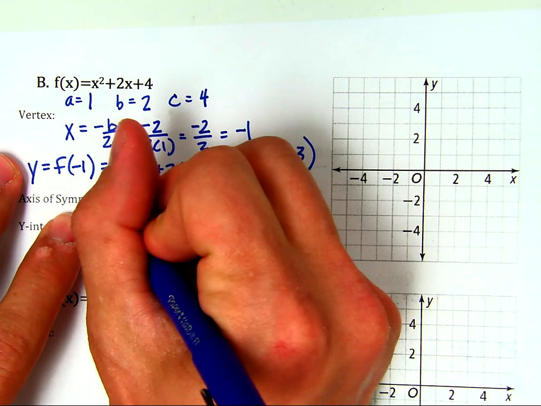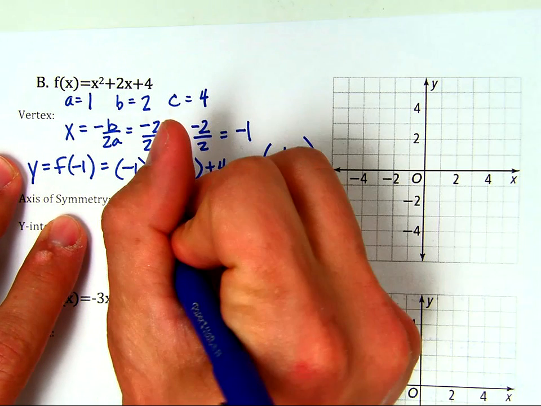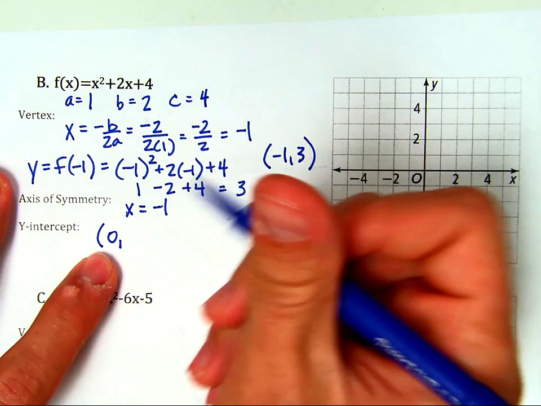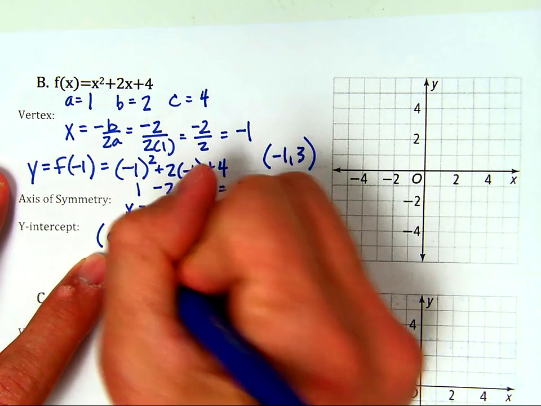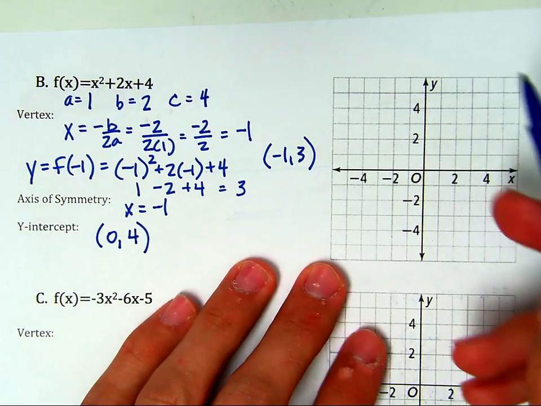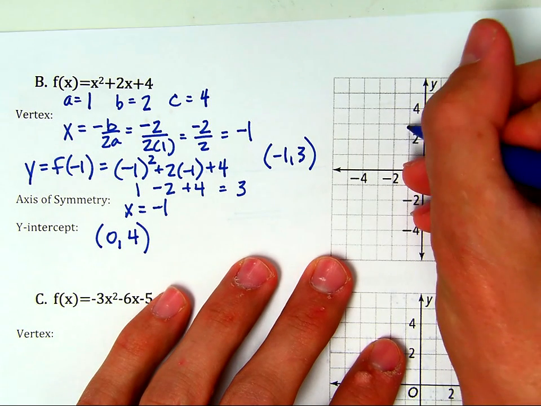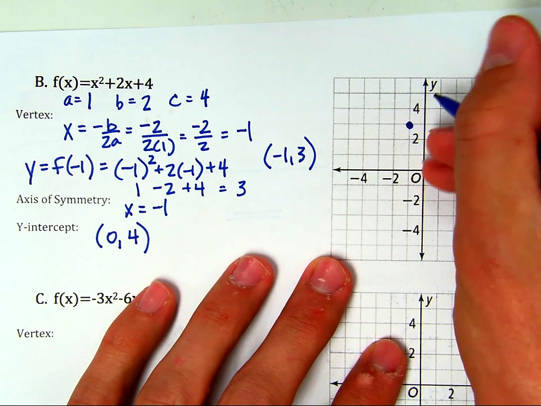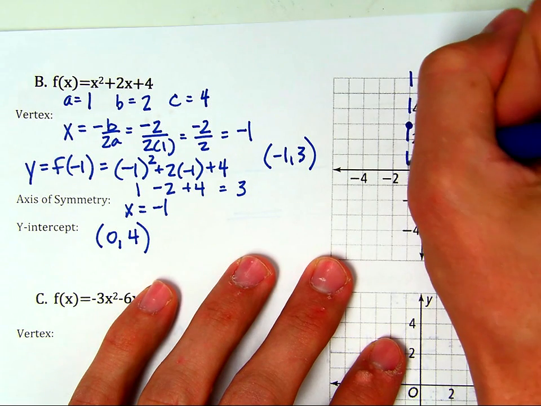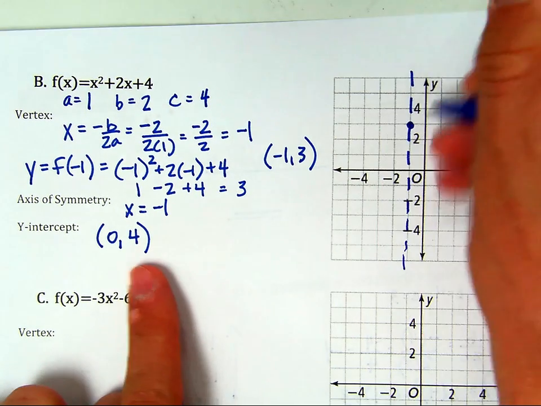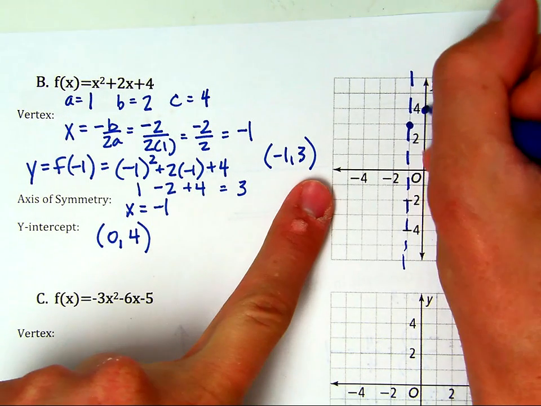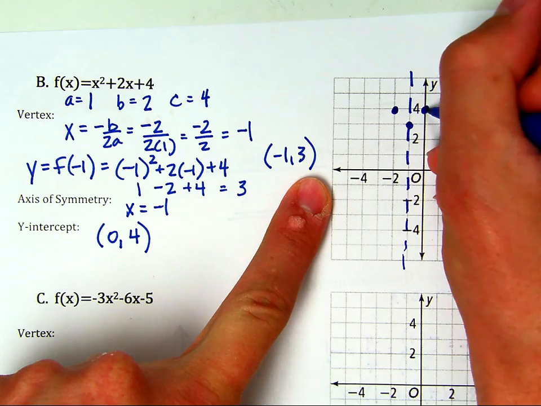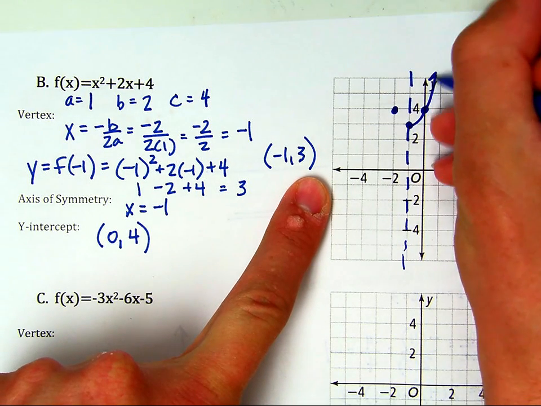The axis of symmetry, remember, is the x value of the vertex. It's -1. And my y-intercept is when the x value is 0, but it's also the c value. So it's 0, 4. So we can put all this information on the graph. My vertex is -1, 3. My axis of symmetry goes right through the middle of this. I have a y-intercept at 0, 4. And my a value is also 1, so that means we go up 1 on either side. And we already had that point there. So now we can draw our parabola.